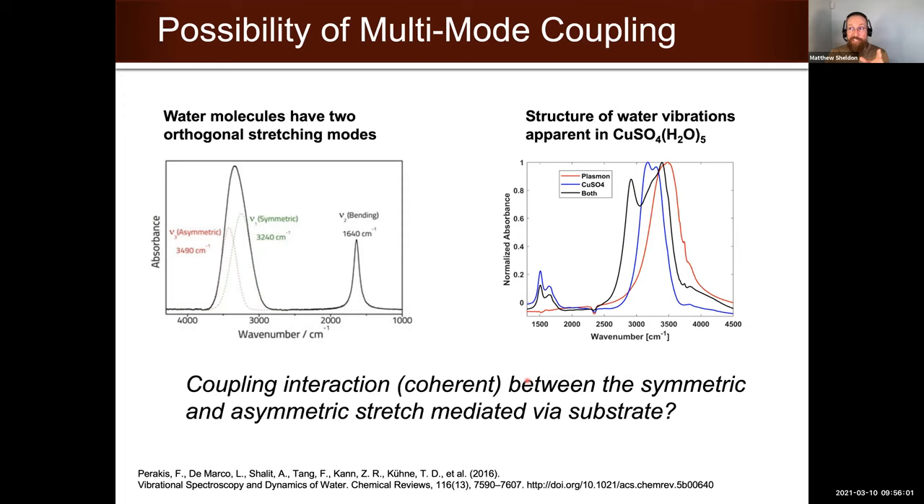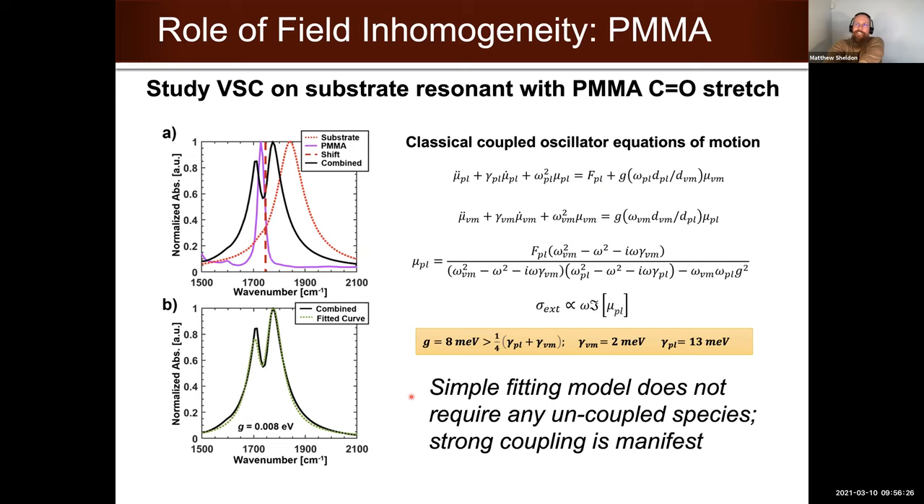And if we're thinking about how we're modifying chemistry or chemical effects in plasmonic systems, I think showing that you can simultaneously have strong coupling and you can induce coherent interactions between a substrate and two orthogonal modes is really interesting if you're trying to think about how you can control rates and dynamics and chemical effects. So how do we at least understand the role of field inhomogeneity in this system? Well, we could do a control experiment.